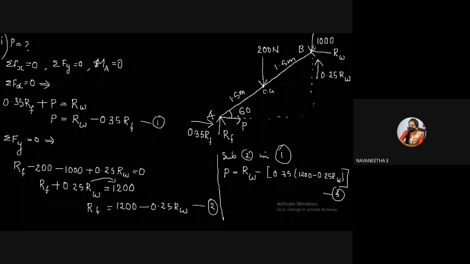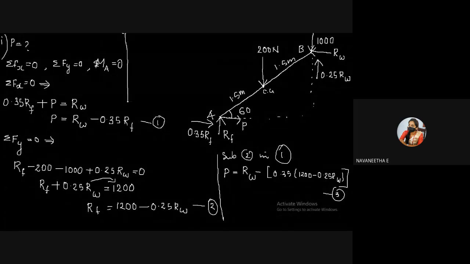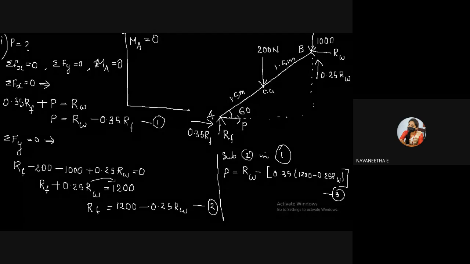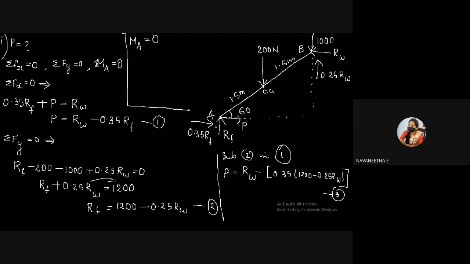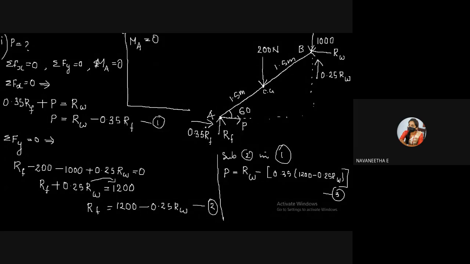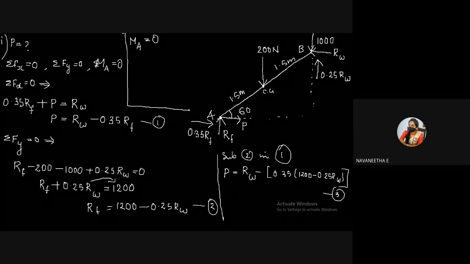Also, we have to consider the next condition, that is MA equal to 0. Okay, moment about A equal to 0. So what will be the equation? Here we are considering moment about A, so we don't need to consider the forces whose line of action passes through point A. There are three forces acting at point A, that is 0.35 RF, RF and P. So we don't need to consider these three forces.